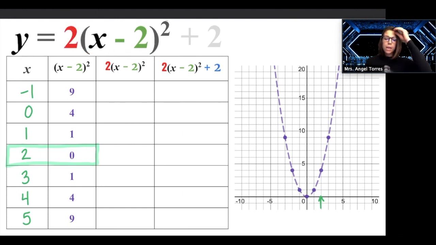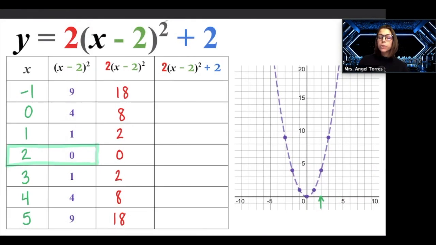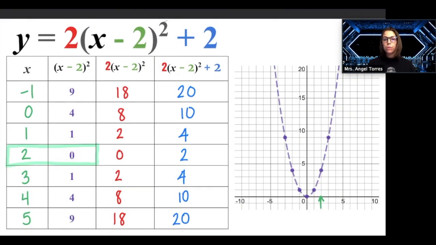So the first transformation will be the stretch here. So we're just going to multiply each of our outputs by that factor of 2. 9 times 2 would give us an output of 18. 4 times 2, 8. 1 times 2, 2. So now that we're done with our stretch, we can finally shift our graph up and find the final outputs of our function. So to do this, we're now going to apply that vertical shift. We're going to add 2 to each of those outputs. 18 plus 2 is 20. 8 plus 2 is 10. So these are the final outputs for our function.